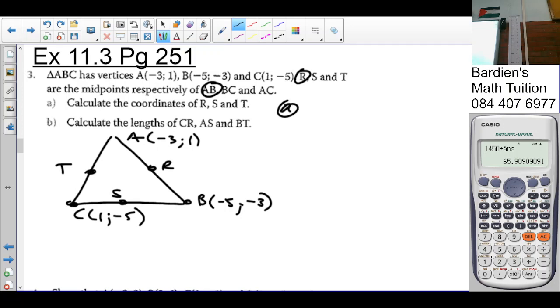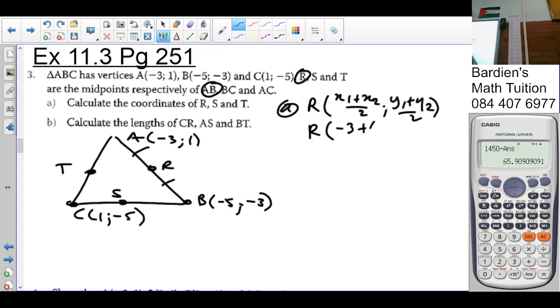Now, if that's the midpoint, we use the midpoint formula. Not so? Okay, with R, it is x1 plus x2 over 2, y1 plus y2 over 2. So we go R. If you make this x1, so it's negative 3 plus negative 5 over 2, and 1 plus negative 3 over 2. So R gives us negative 4 and negative 1. You would agree with that?